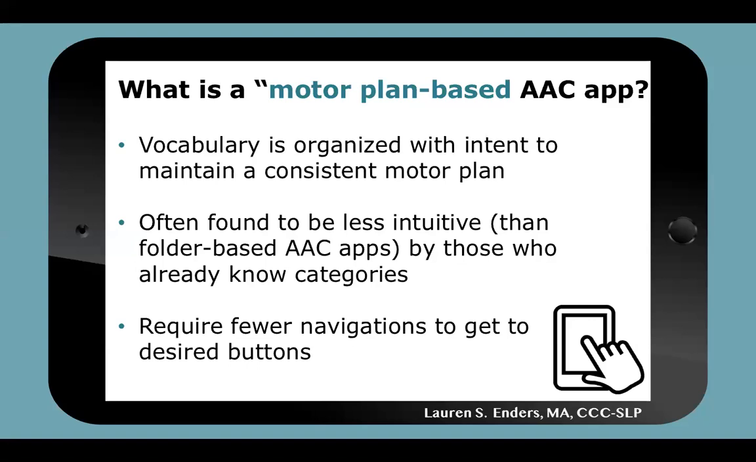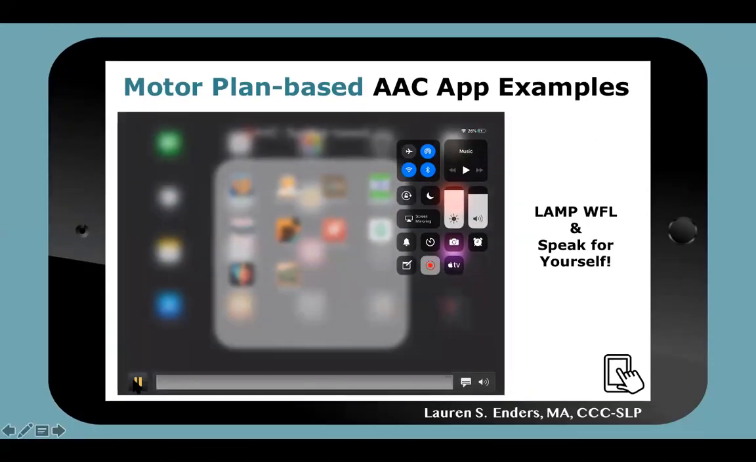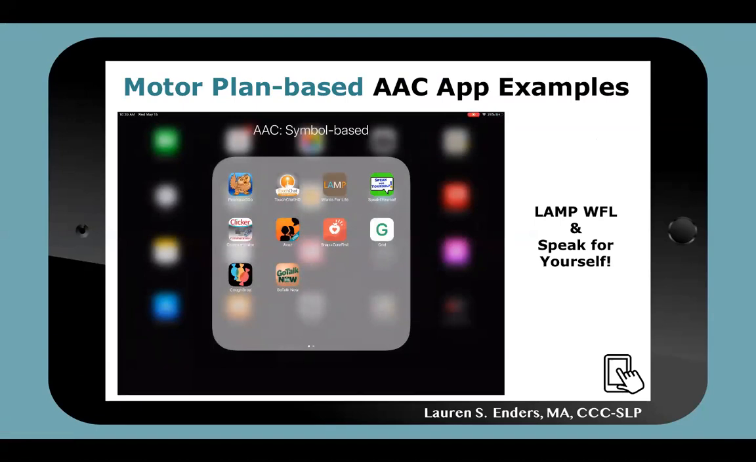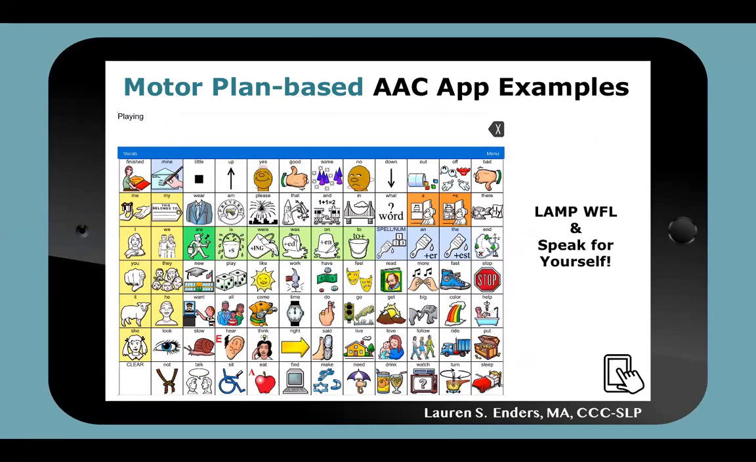So it is important to know that navigation might be easier in a motor plan based app once it's learned. So motor plan based examples would be like this. Okay, now we're going to take a quick look at what a motor plan based app looks like. We're going to start with LAMP, Words for Life. Language acquisition through motor planning is actually what that acronym means, LAMP.